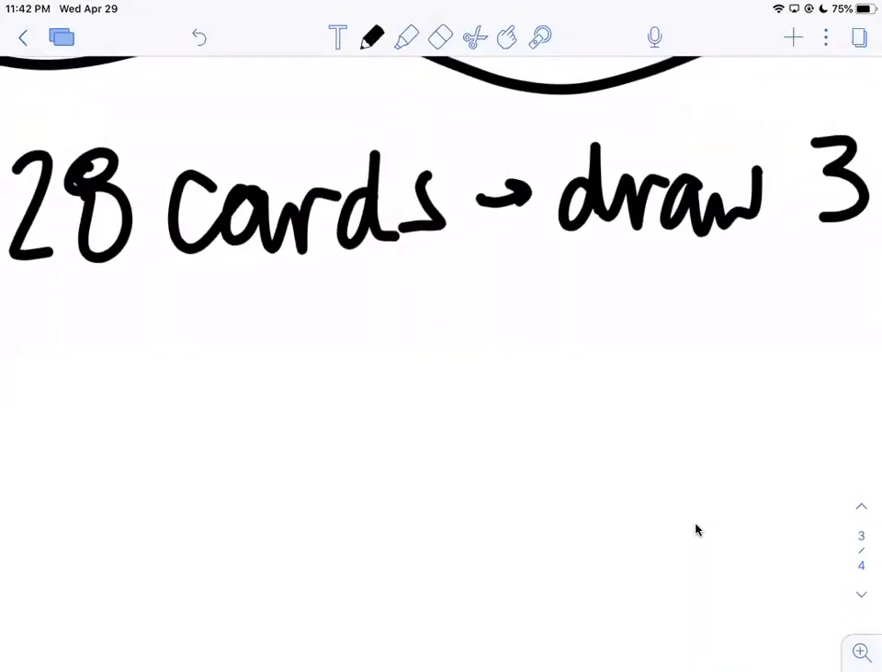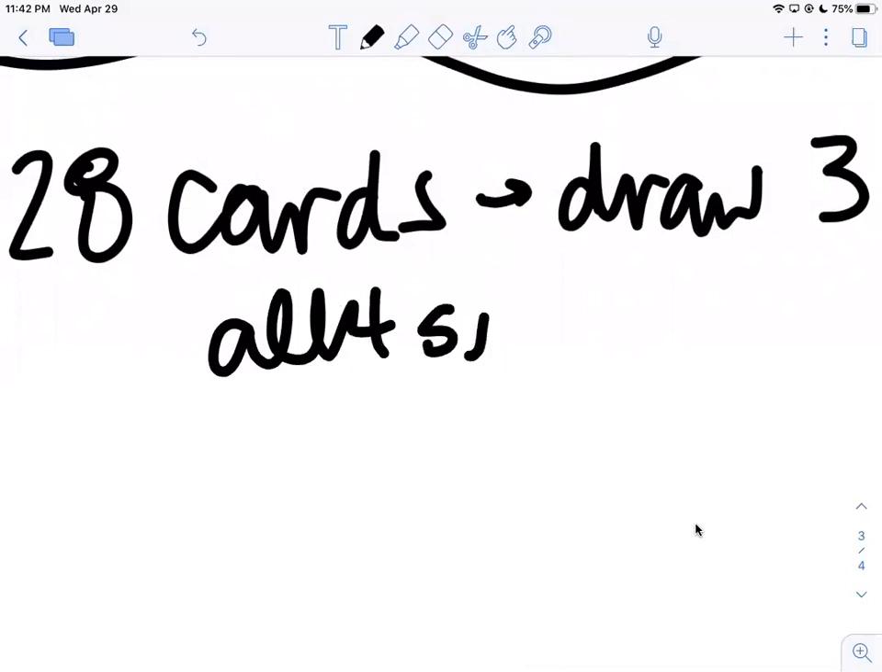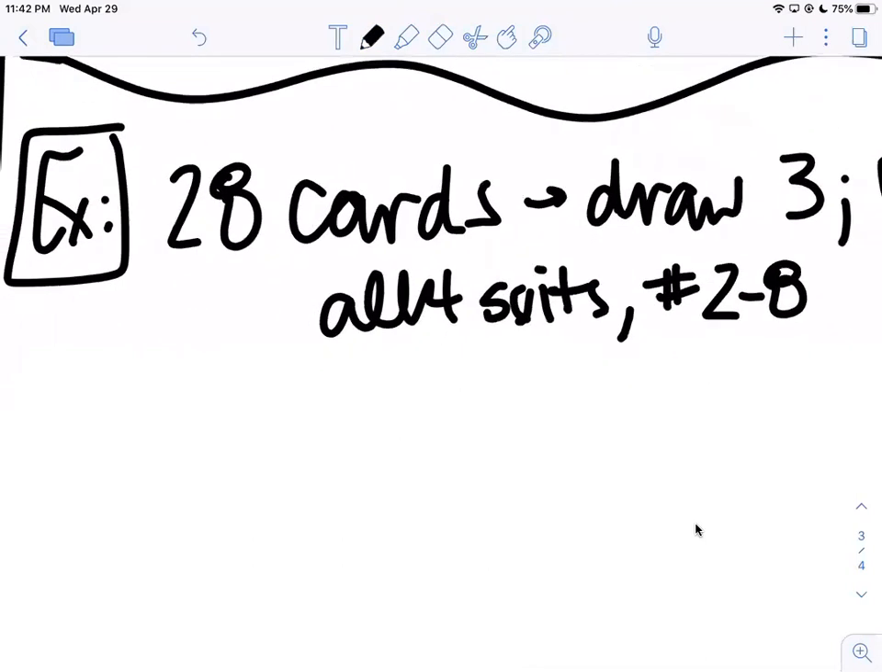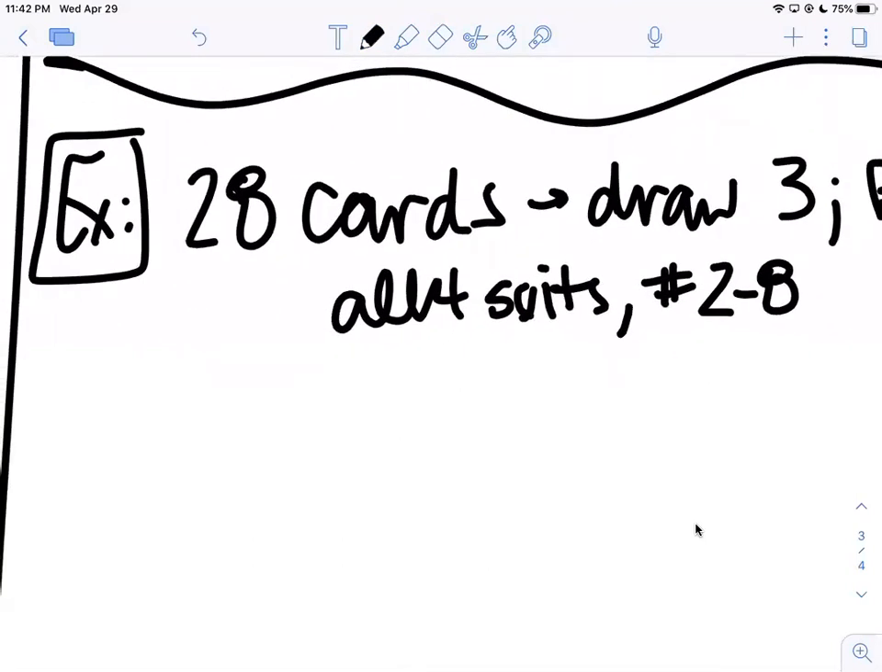So we'll have all 4 suits, numbers 2 through 8. And you can make a list. You can write like hearts, 2, 3, etc., etc. If I feel like that's going to be helpful, I'll do that later. But right now, I'm just not going to worry about that. I'm just going to think it out as I go.